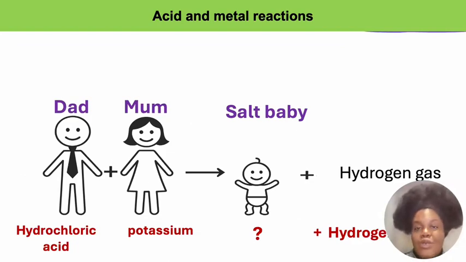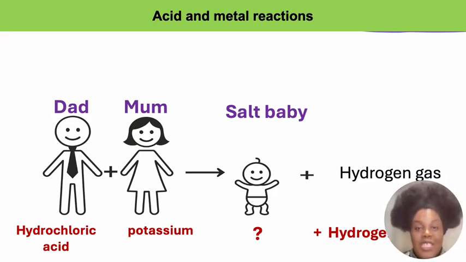Now let's get back to our equation. As I said before, the father is always the acid, and the father determines the child's last name. For the mother, who is the metal, she will give the child her first name. And of course, the salt baby will have both a first name and a last name at the end of this activity. So let's have a go at this one.